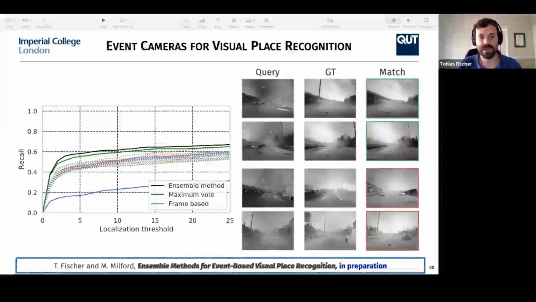And then I just wanted to look at the black line, which is the ensemble method, where I averaged the predictions of each of those individual classifiers. And on the right, we see qualitative results. In the top two rows, we see challenging cases where the ensemble method retrieves the correct match, whereas the individual methods don't. And in the bottom two rows, you will see two failure cases.